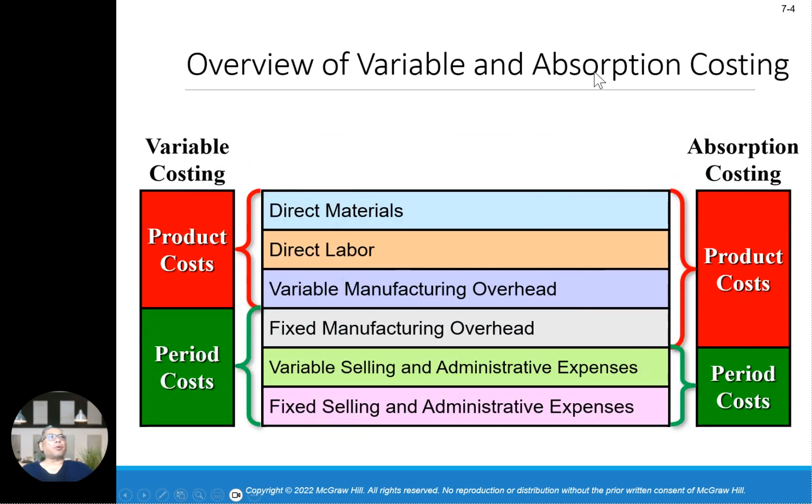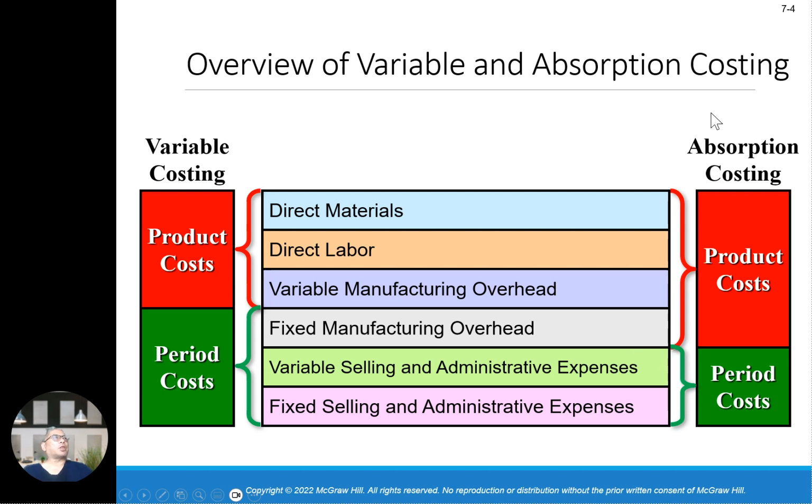Okay. Overview of variable and absorption costing. This is variable costing in terms of product cost, which is materials, labor, and variable overhead. And then the period costs will be fixed manufacturing overhead, variable selling and administrative expense, and fixed selling and administrative expense. For absorption costing, however, there is additional fixed manufacturing overhead: direct materials, direct labor, variable overhead, and fixed manufacturing overhead. Period cost will be only two.